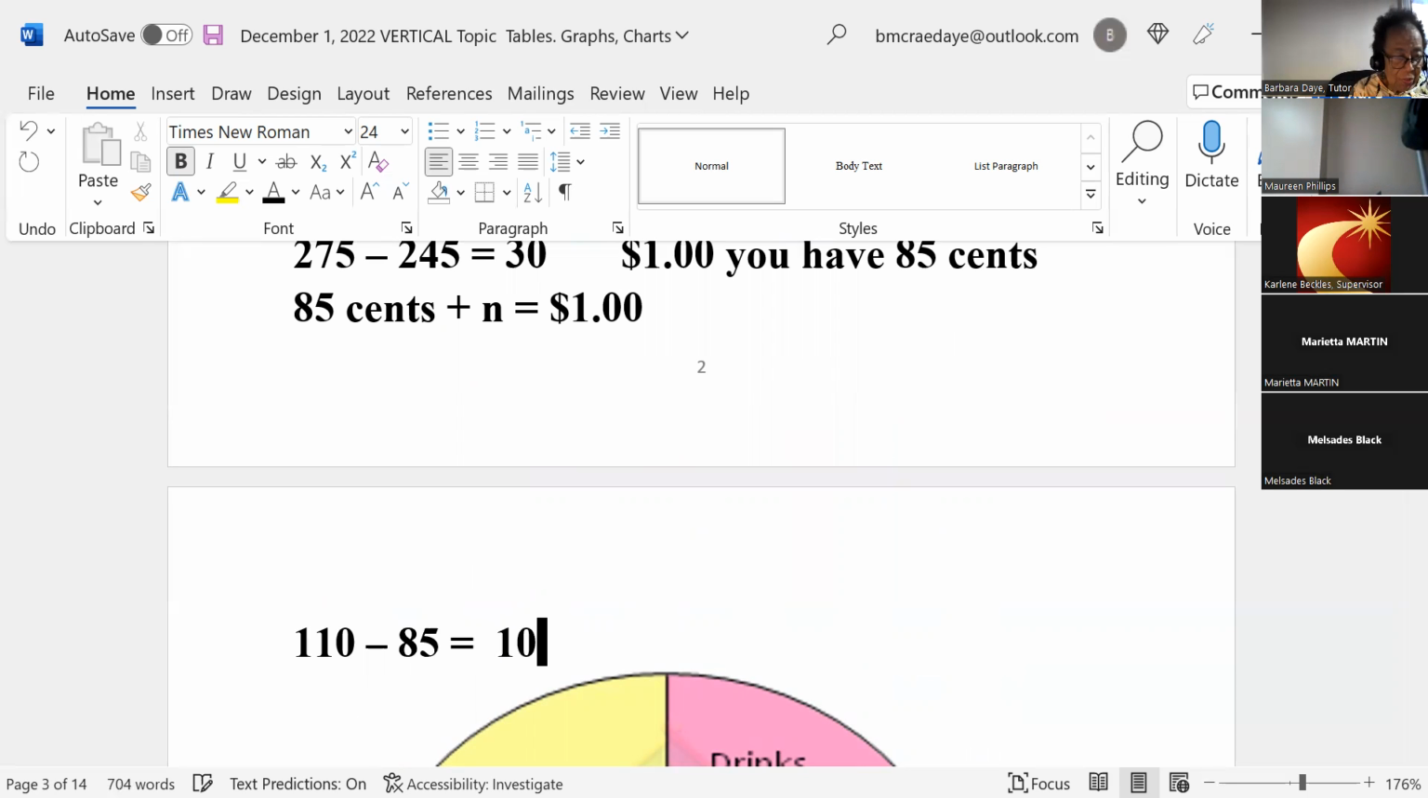So what we said was 100 minus 85 is equal to 15, right?